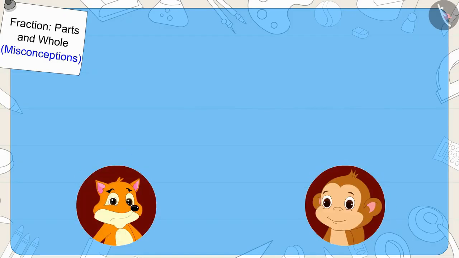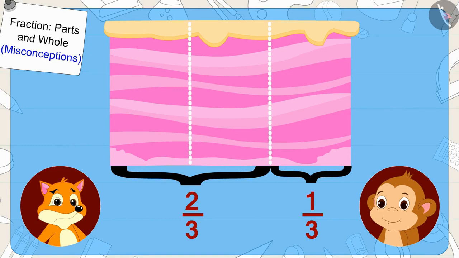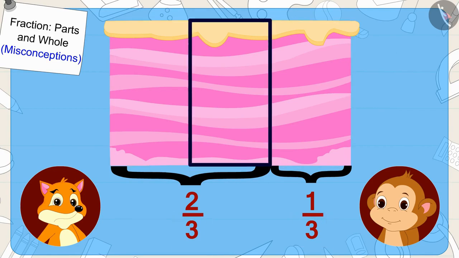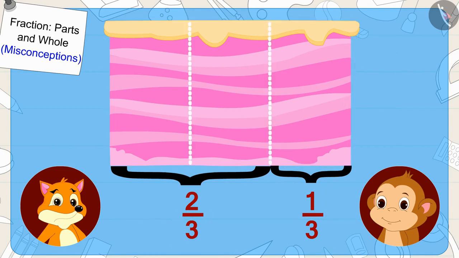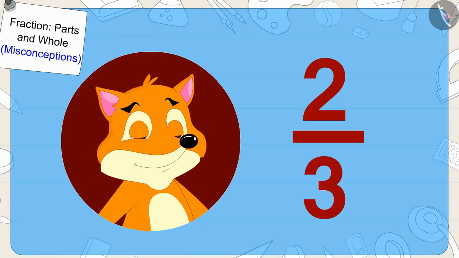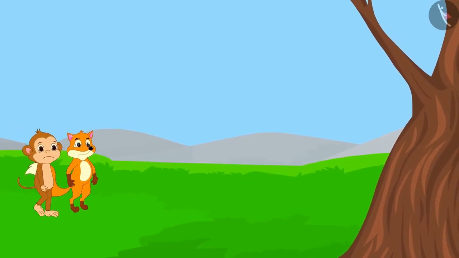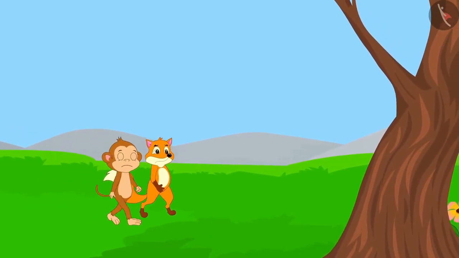Children, the fox has divided the cake into 3 equal parts. But are they both getting equal amount of cake? The fox was once again fooling Babban. The fox has divided the cake into 3 equal parts. But Babban has got only 1 part, while the fox has got 2 parts. Hence, the fox has got more cake than Babban. The fox immediately ate 2/3 of the cake. Babban understood that the fox had once again made a fool of him.